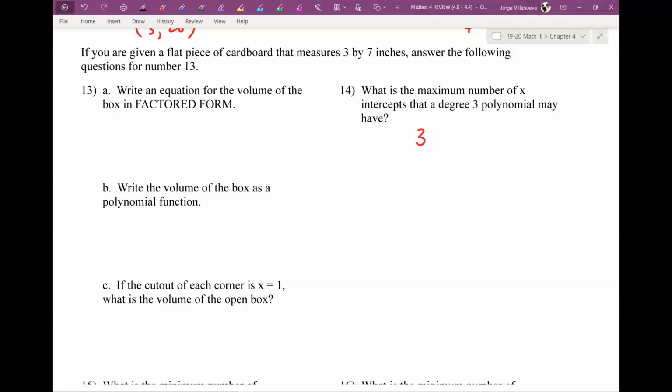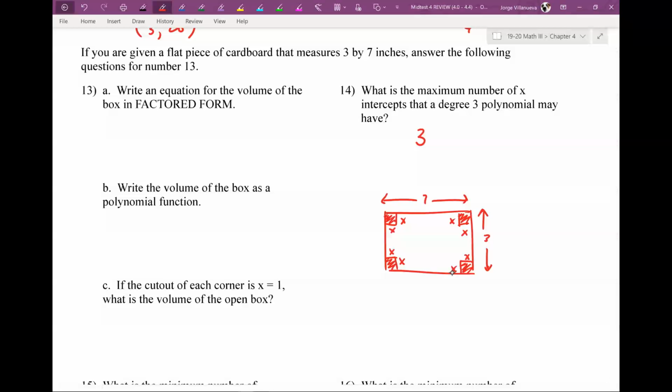Okay, notice they don't ask me to draw it. I'm going to draw it just because it might help me build my equation. Okay, so they said 3 by 7. So this is 3. This is 7. And we're cutting out these little squares. So these little squares, we're going to call them x in dimension, okay? Because they are square shapes. So they're going to be the same height and length and width, right? For the squares.